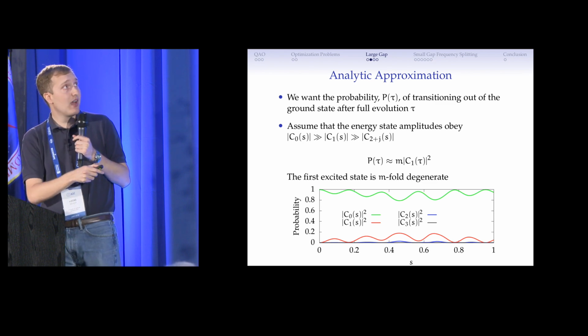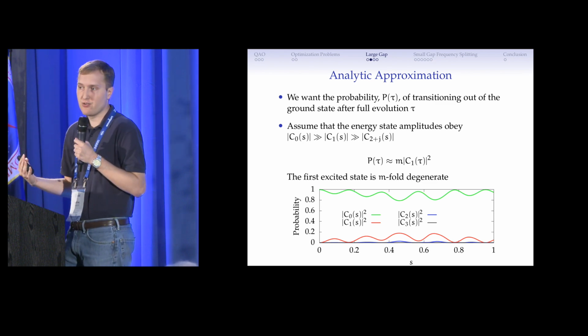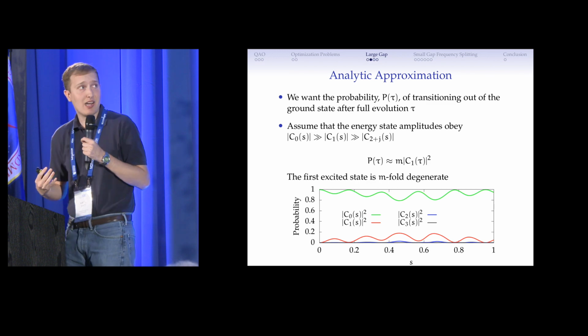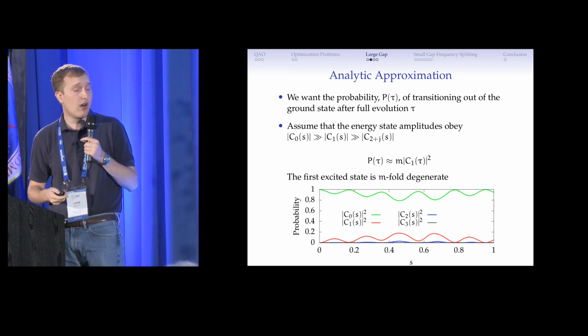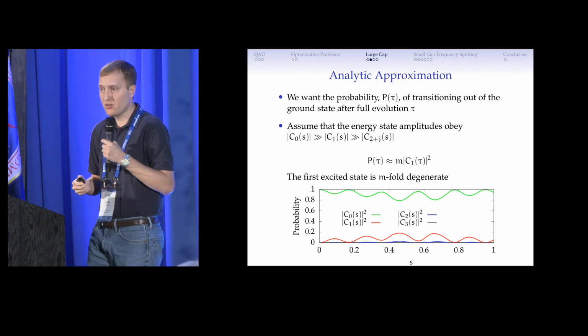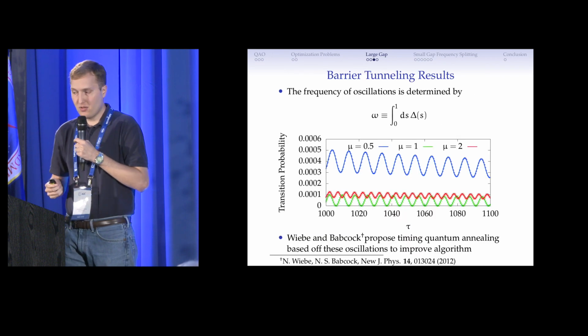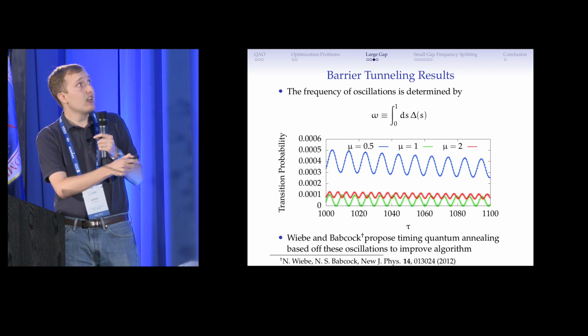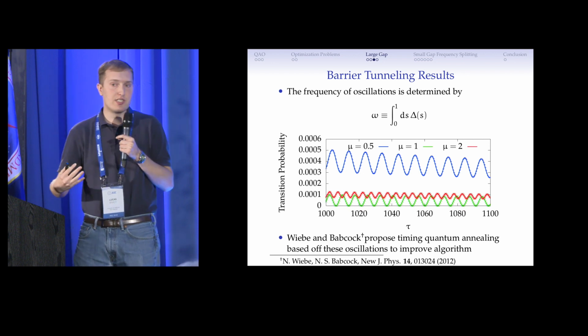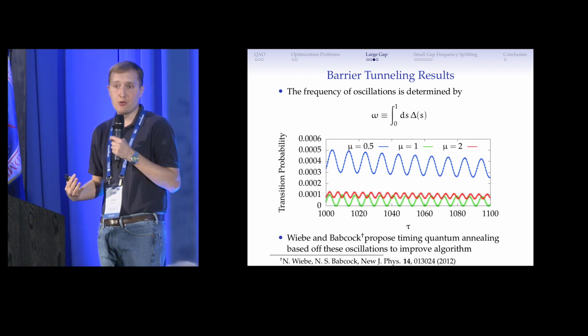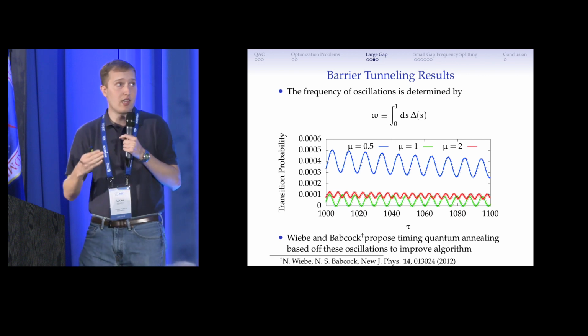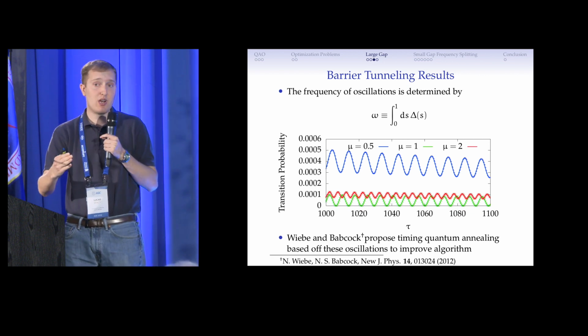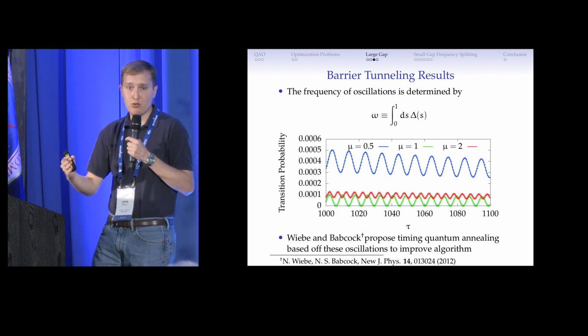We think that our methods will work for degenerate ground states as well. I'm not going to get into that too much during this talk, but that should work. Okay, and the previously known results are essentially that these oscillations, their frequency is entirely determined by the spectral gap, specifically the integral of the spectral gap over the course of your annealing schedule.